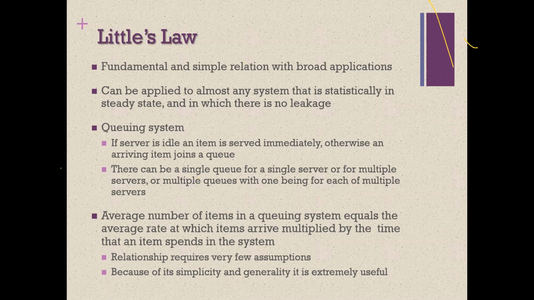Anyways, so there can be a single queue for a single server, or multiple servers, or multiple queues with one being for each of the multiple servers. So a number of strategies are designed to cater for this. And then the average number of items in a queuing system would normally be equal to the average rate at which the items arrive, multiplied by the waiting time, the time that it spends on the system. So that is what Little's law is talking about.